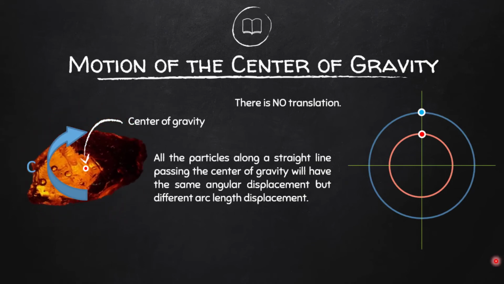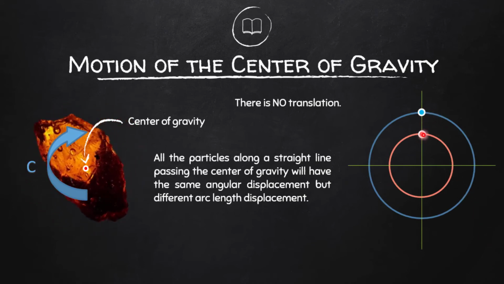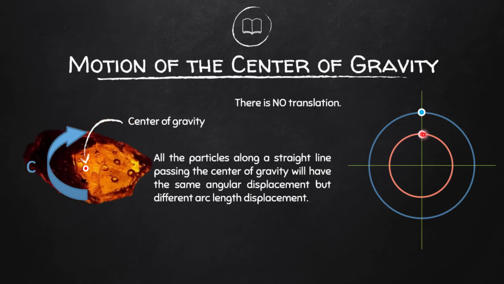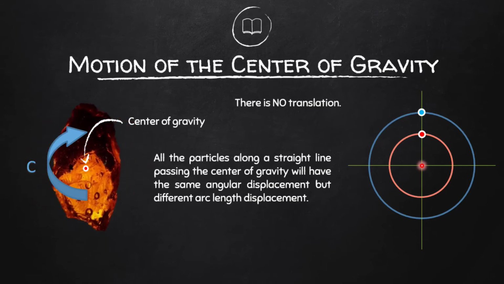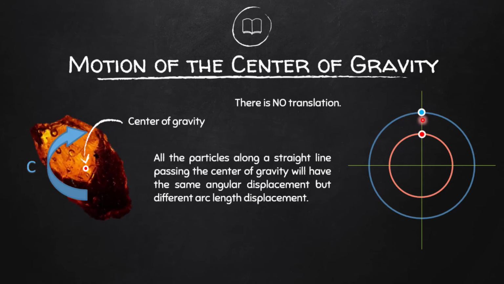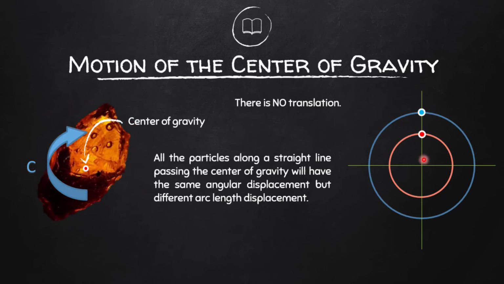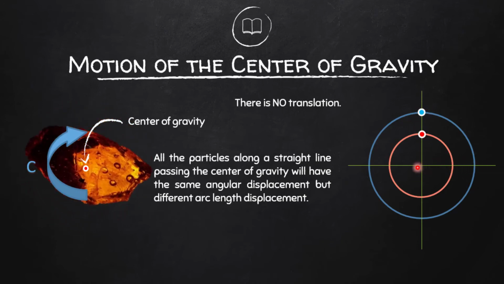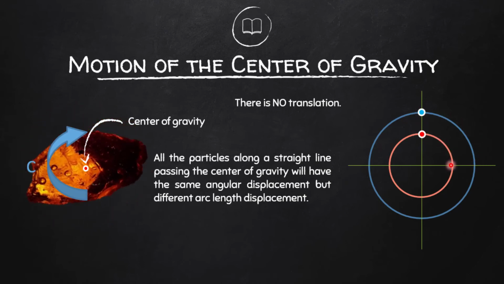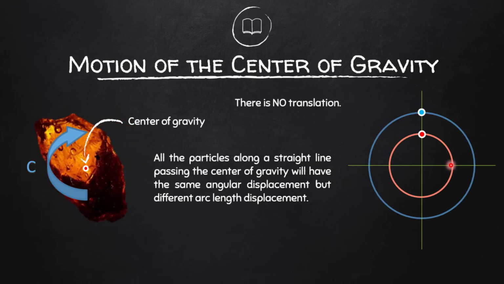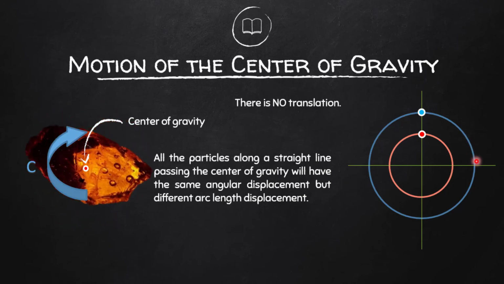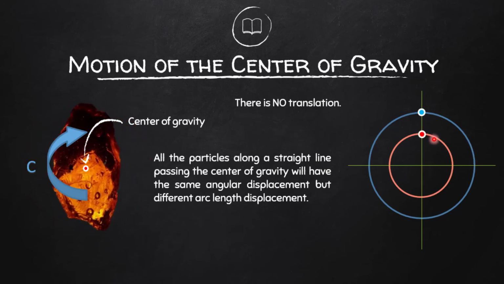Consider these two particles in the figure. The blue particle and the red particle are both part of the same body under rotation, and the red particle is closer to the center of gravity of the body. If the blue particle and the red particle will travel from this axis to this horizontal axis, they will travel the same angle, or they will have the same angular displacement. But it is noticeable that the blue particle will travel a greater arc length as compared with the one traveled by the red particle.